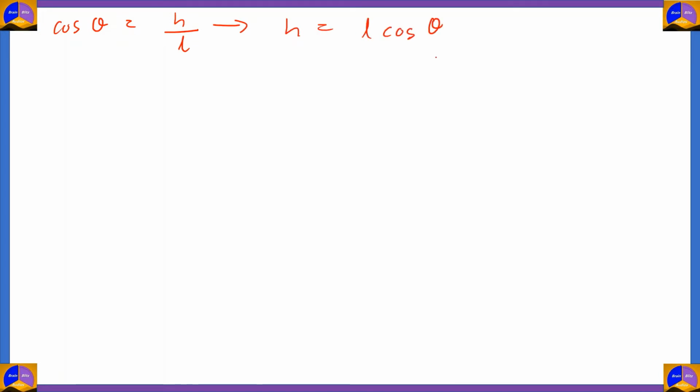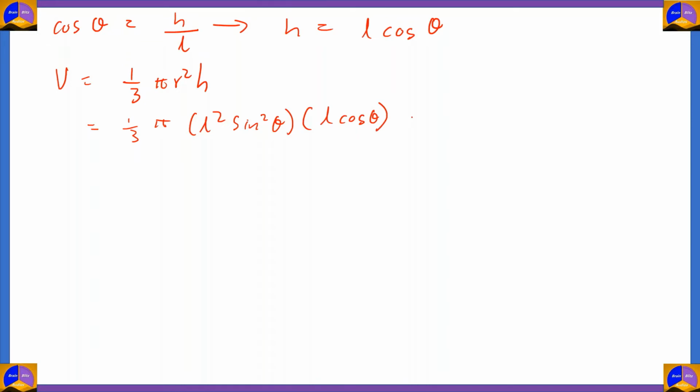Now, the volume of a cone is 1 by 3 pi r square h. Let's put the values of r and h. So that is 1 by 3 pi into L square sine square theta, because it's r square, into L cos theta. So that means volume will be equal to 1 by 3 pi, L square into L is L cube, into sine square theta cos theta.